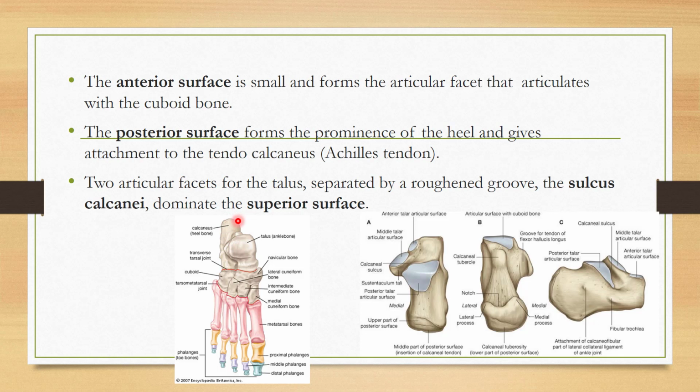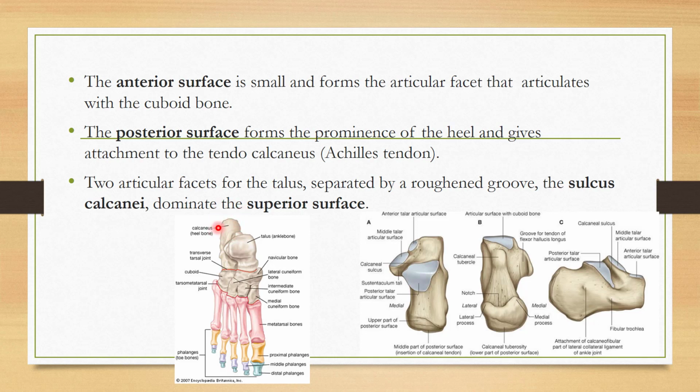Do you remember what is Achilles tendon or tendocalcaneum? This is a tendon which is formed by the insertion of the medial head of the gastrocnemius and the lateral head of the gastrocnemius and the soleus muscles, which are present in the posterior compartment of leg. These muscles are forming a tendon which is named as tendocalcaneum, and that tendocalcaneum is inserted over the middle part of the posterior surface of the calcaneum.